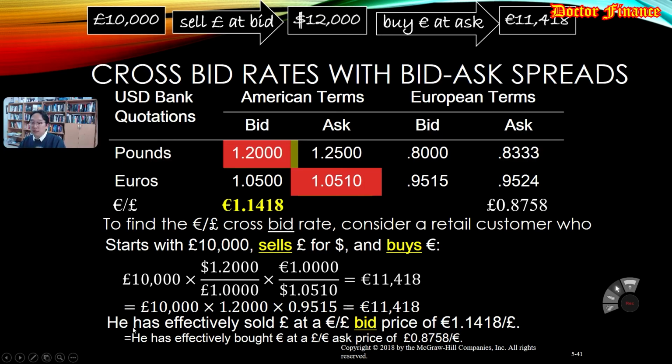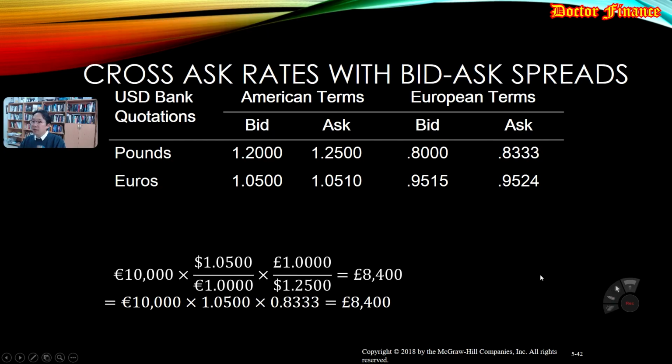Now he has effectively sold British pound at the euro to pound bid price of 1.1418 euro per pound. He has effectively bought euro at a pound per euro ask price of 0.8758 pound per euro. That's the reciprocal relation again holding. This is the reciprocal of that number, you see it, right?